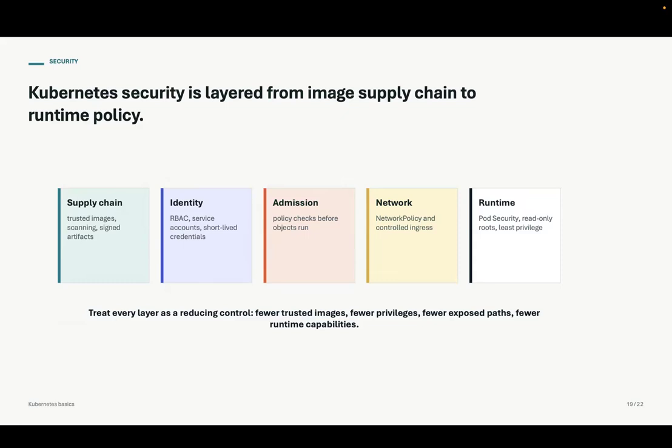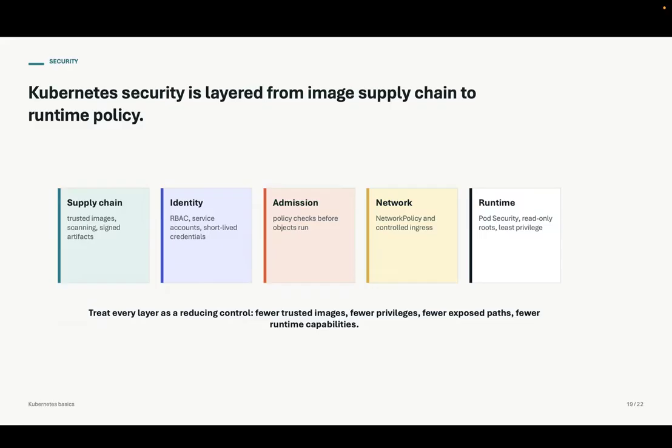Then there is network security. There is network policy, which can control which pods can talk to which pods. That kind of security is readily available in Kubernetes. And there are also controlled ingresses you can place before the services, which ensure that your external exposure is very well managed and restricted.